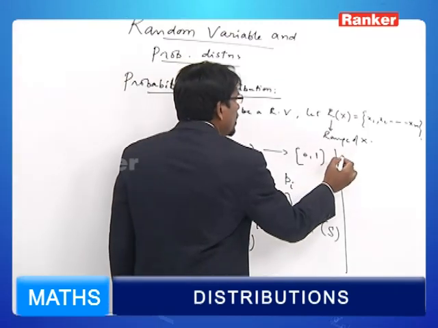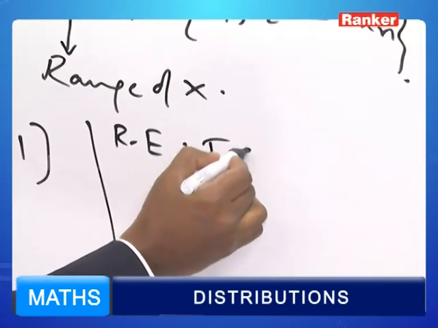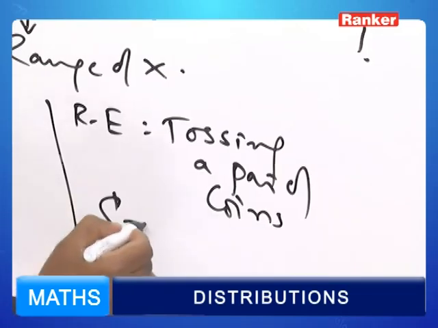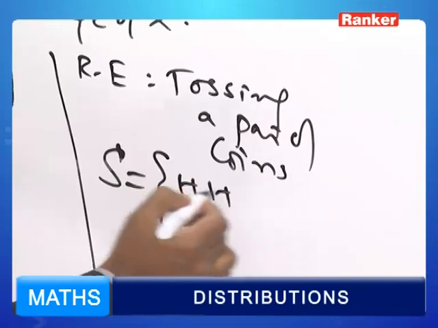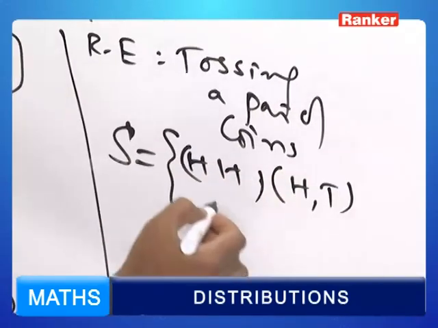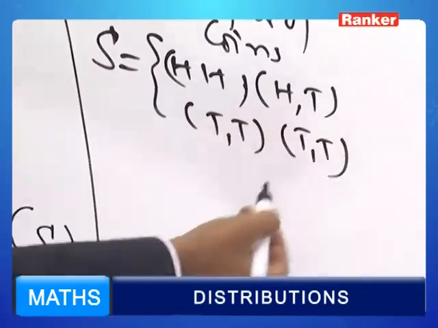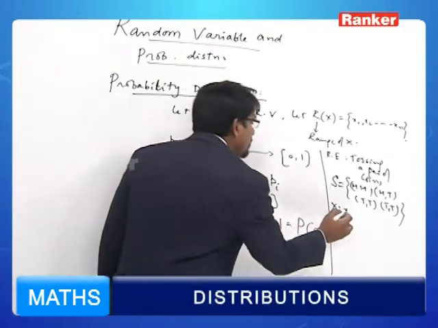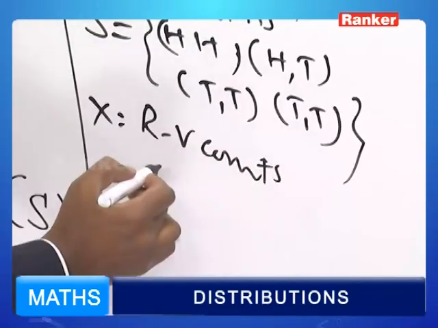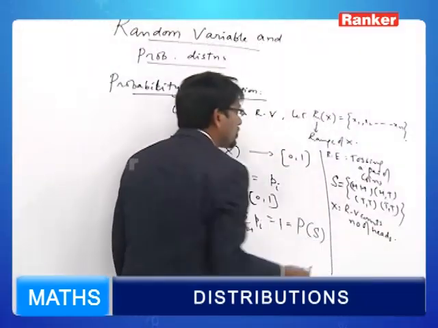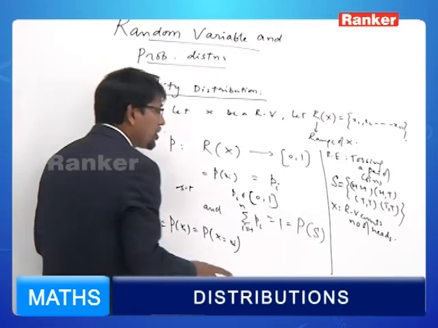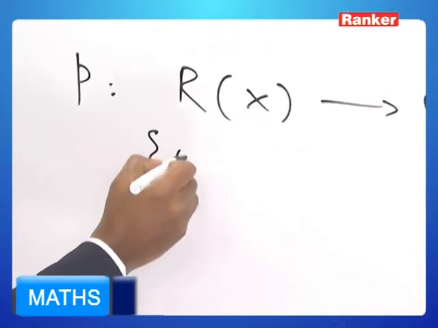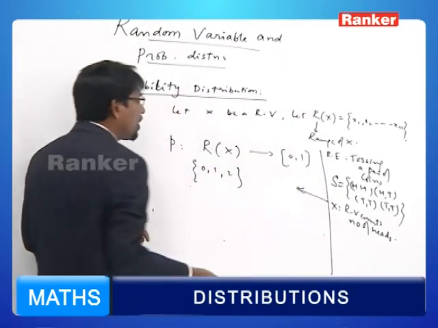For example, you have the random experiment of tossing a pair of coins. The sample space is, we know, HH, HT, TH, TT. Now let us think that x is a random variable which counts the number of heads. So what is the range of this random variable in this context? The range of the random variable is 0, 1, 2.